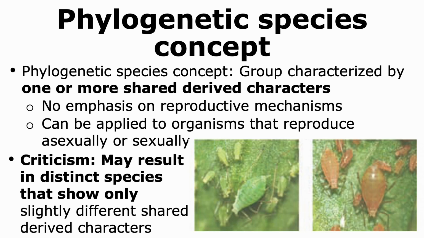One of the main criticisms, though, is that it may result in different species that have only slight changes in their derived characters. If we look at these aphids, for example, and consider body color as a shared derived character, then they would be considered as different species, even though they're not, because the pink-colored aphids are showing that color because they obtained genes from a fungus through horizontal gene transfer. Hence, the phylogenetic species concept is not perfect, but it is another way to define species.